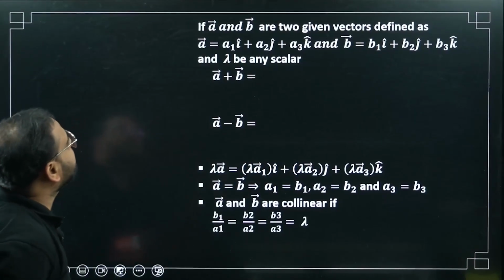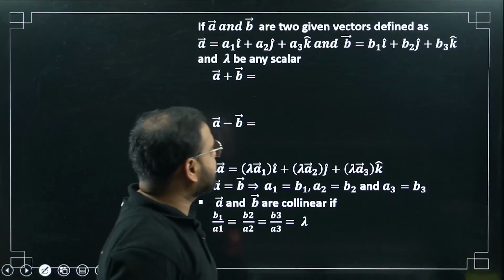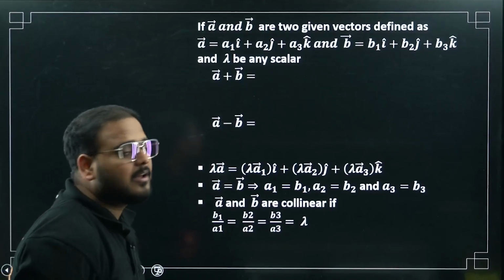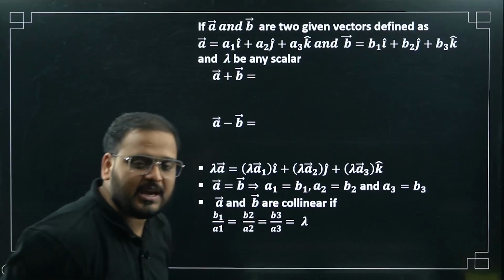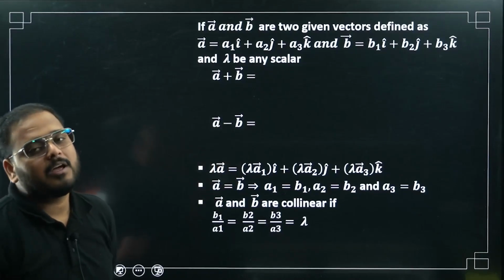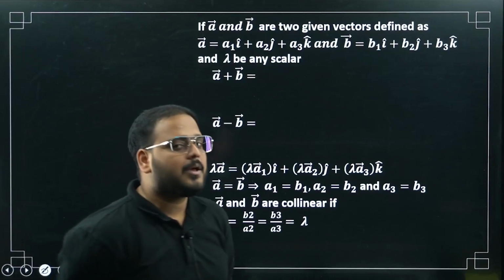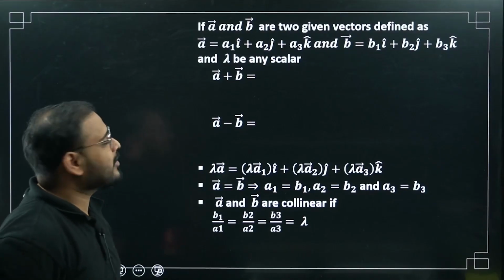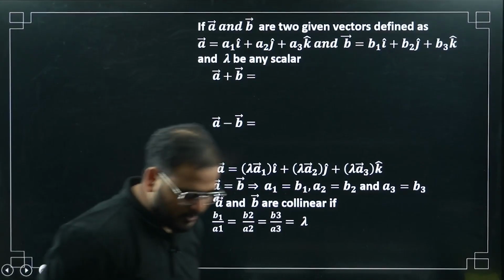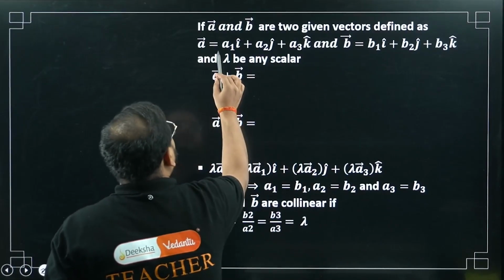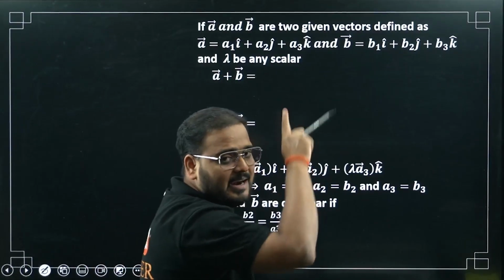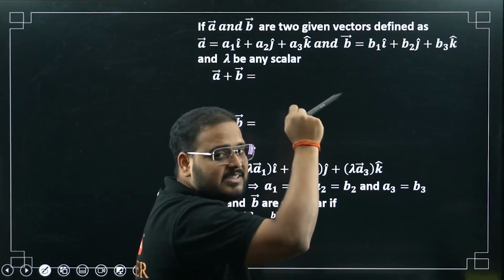Let's see this. If A and B are two given vectors defined like this, A1 i cap, A2 j cap, A3 k cap, and same for vector B is B1 i cap, B2 j cap and B3 k cap. Then how do you write A plus B? You know the vector addition, right? We'll take the x component and add them, y component and add them, z component and add them.